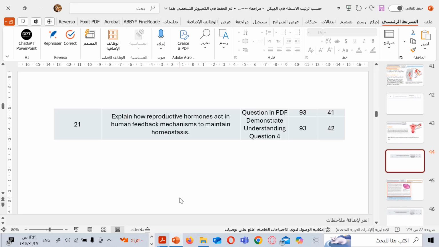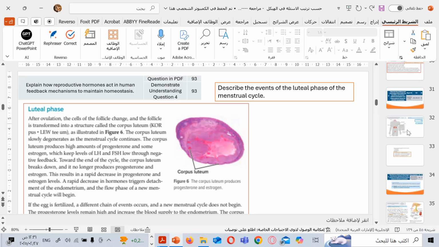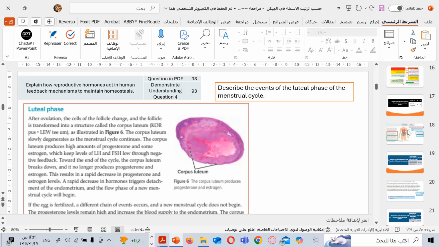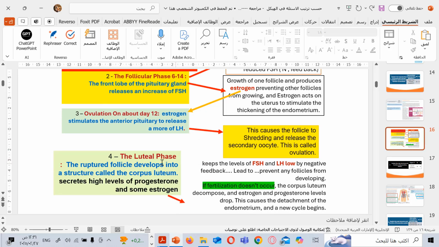Okay, 21. Question in PDF and demonstrating understanding 4. This is the question: describe the events of the luteal phase of the menstrual cycle. Okay, about the luteal phase we mentioned before here. If we remember, this is what happens in the luteal phase. He asked about this one.